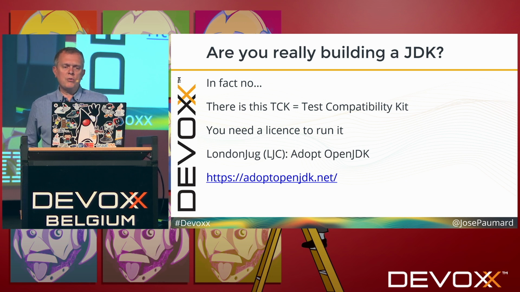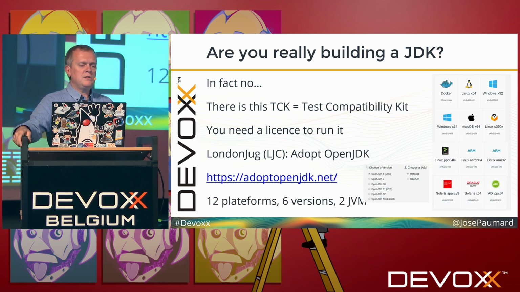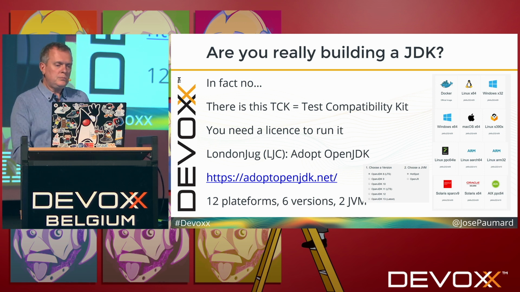If you want to have a real JDK, you can point to the Adopt OpenJDK project, backed by the London JUG. Or at least it was launched by the London JUG. Here is the link. And on their page, the last time I checked, there were a bunch of JDKs distributed: 12 platforms, 6 versions, and 2 JVMs, HotSpot and OpenJ9, which is now part of the Eclipse Foundation.